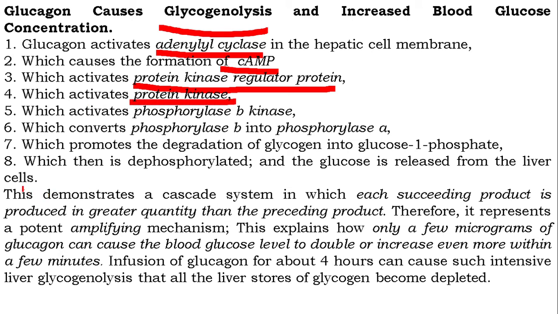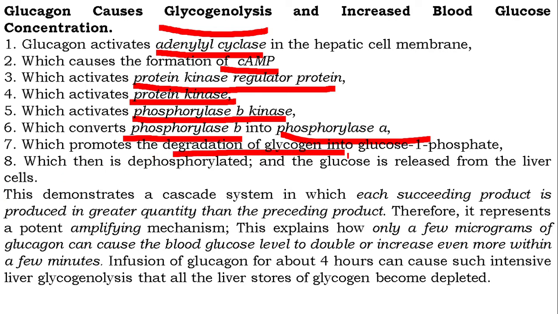This protein kinase activates phosphorylase B kinase, and this phosphorylase B kinase converts phosphorylase B into phosphorylase A, and this promotes degradation of glycogen into glucose 1-phosphate. And we know that from this glucose 1-phosphate, by means of the phosphatase enzyme, the phosphate group is removed and glucose is released into the circulation from the liver cells, and this increases the blood glucose concentration.